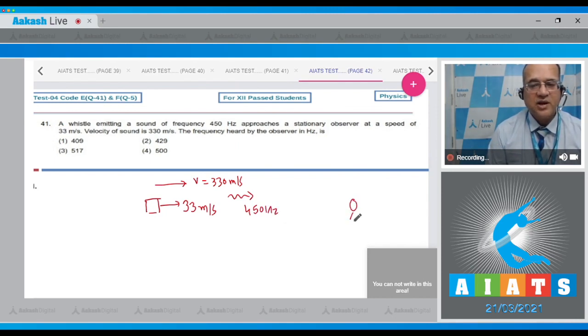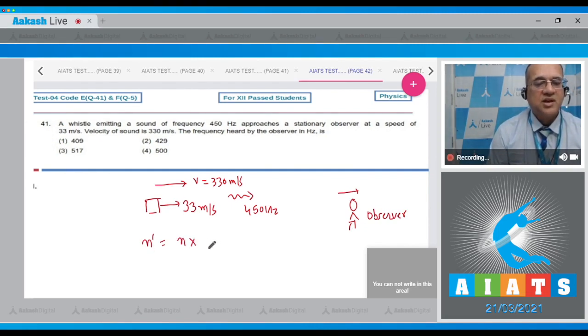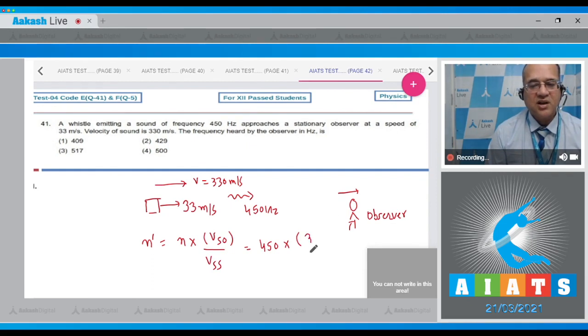And there is an observer at this point. And what is the frequency heard by the observer? The sound will travel this way, and the formula for the observed frequency is the real frequency times the velocity of sound relative to the observer divided by the velocity of sound relative to the source. That is 450 into the velocity of sound, 330, since the observer was at rest, divided by the velocity of sound relative to the source, that is 330 minus 33. Now solve this equation, and this is equal to 500 Hz. So the correct option is option number 4.